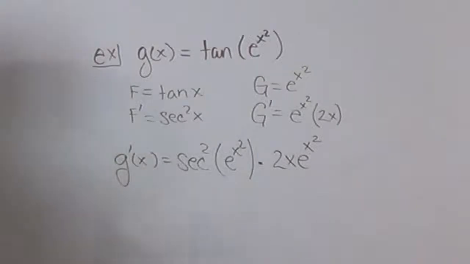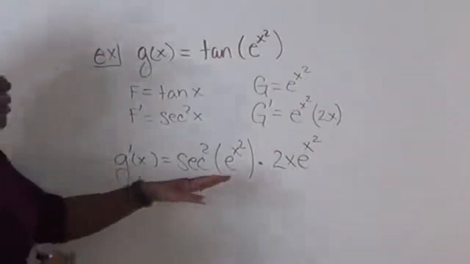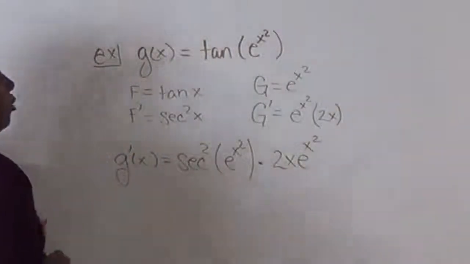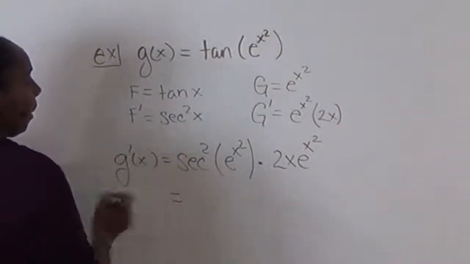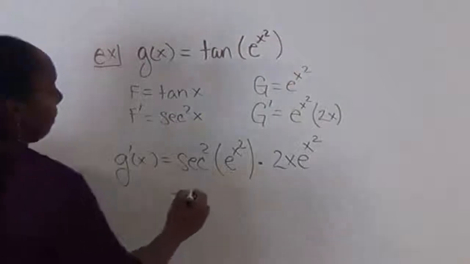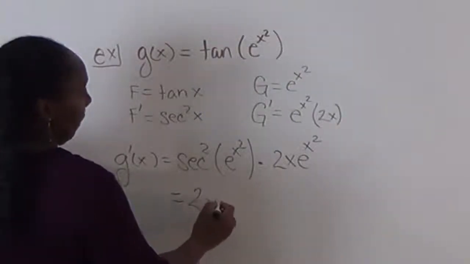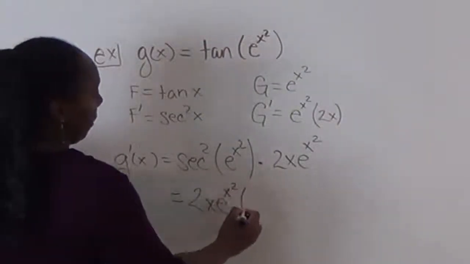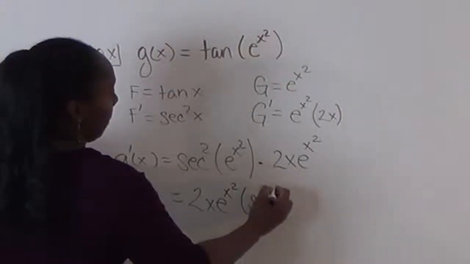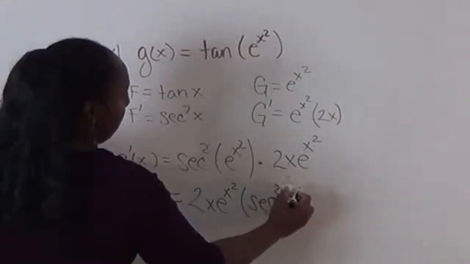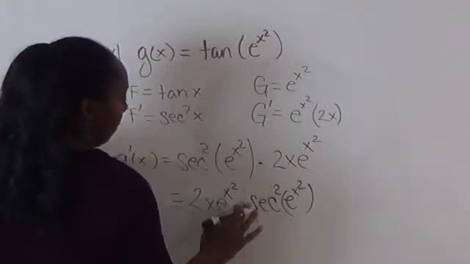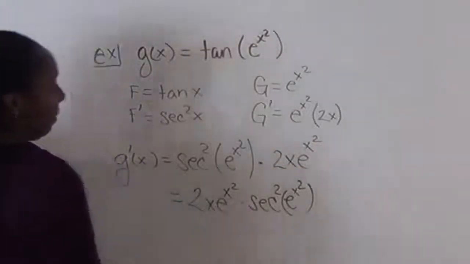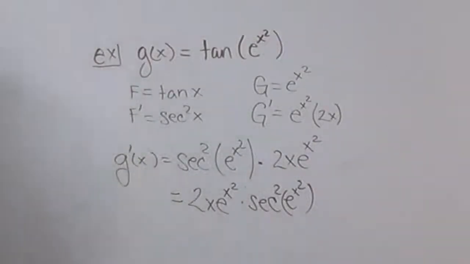And here when you go to simplify this, you have to be a little careful. So oftentimes I see people try to combine the e to the x squareds here, but again, you've got to remember that this first e to the x squared is inside your secant function, which means when I go to simplify this, the most I can do is bring the 2x e to the x squared out front, and then multiply that by the secant squared of e to the x squared. Okay. So there would be our derivative.